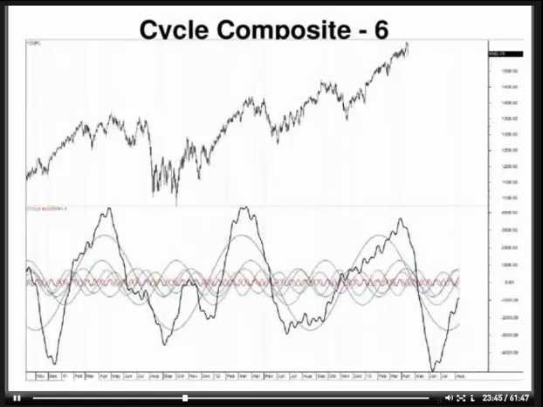So here's actually the cycle composite for the S&P as of the current time. I think I ran this like yesterday, so this is pretty accurate. And you can see that it's been pretty close to the highs and lows over the past years about projecting the major trend movements or the major oscillations in the market.